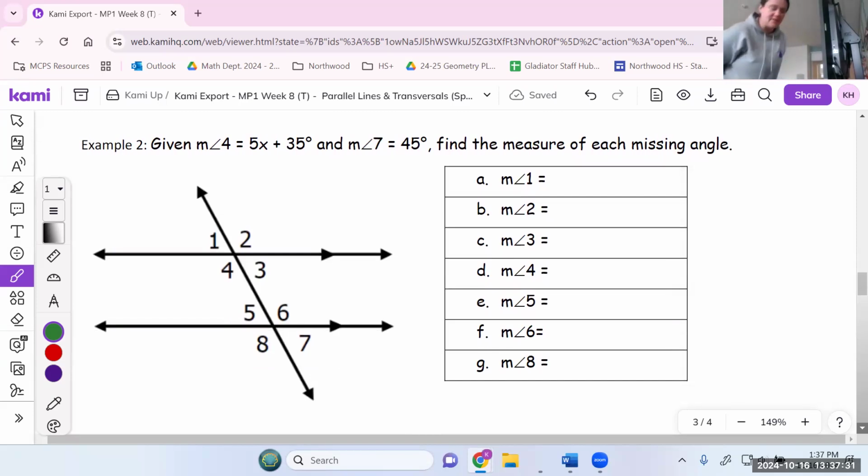Be creative. Think of things. Right? They tell me two things. The measure of angle 4 is 5x plus 35. The measure of angle 7 is 45. So I could go right in here.